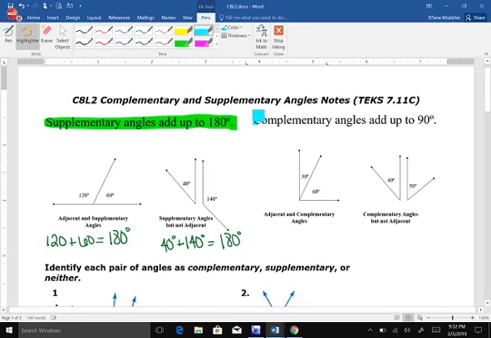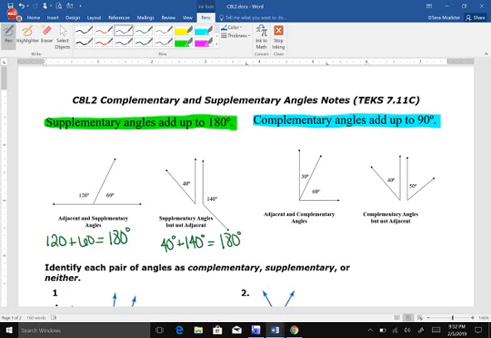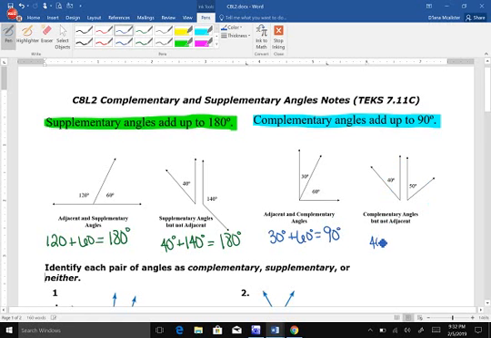Next, let's take a look at complementary angles. Complementary angles are angles that add up to 90 degrees. This first example has a 30-degree angle plus a 60-degree angle, and these do add up to 90 degrees. The next example is 40 degrees plus 50 degrees. These also equal complementary angles.